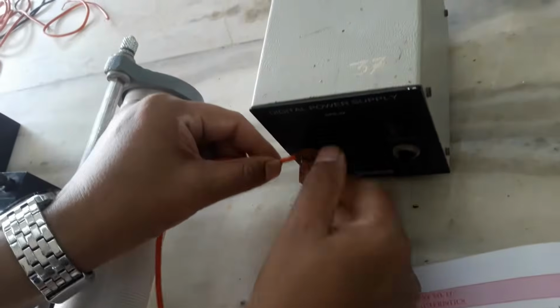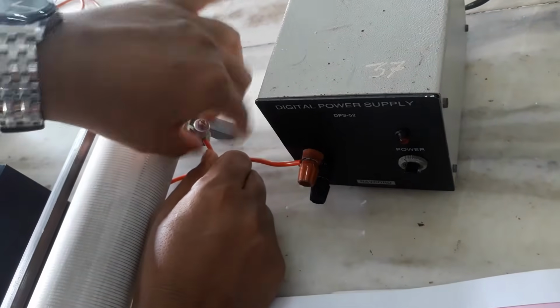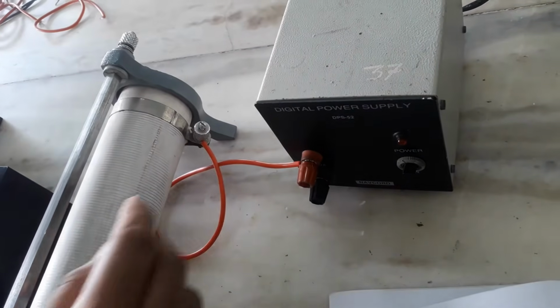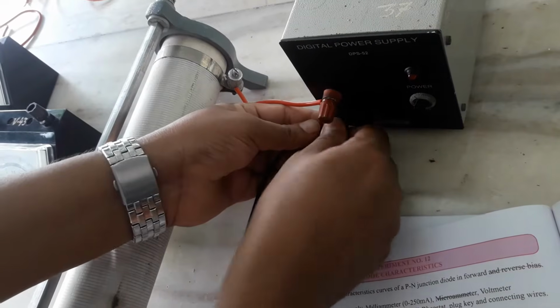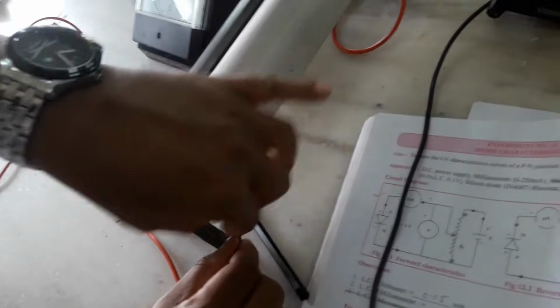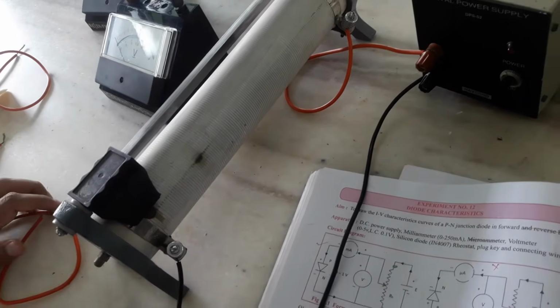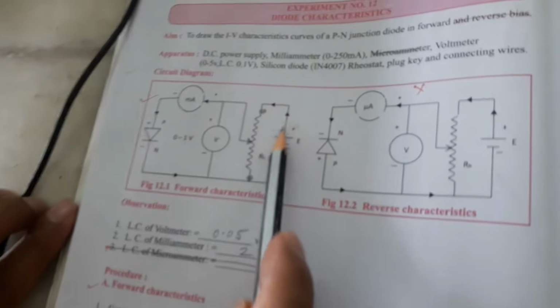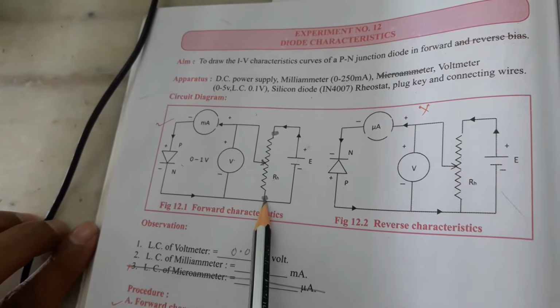From the positive of the supply, we'll take this wire and connect it to a fixed terminal of the rheostat. We'll take another wire from the negative terminal; you can take any color of wire, there is no problem. This is connected to the other fixed terminal of the rheostat. Fine. Now if you see my circuit, the positive of the battery is connected to a fixed terminal, and the negative is also connected to a fixed terminal.